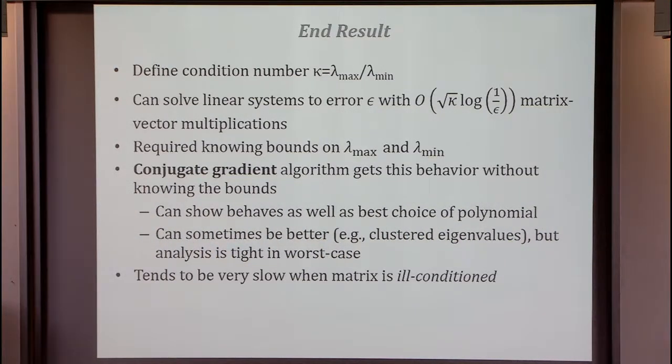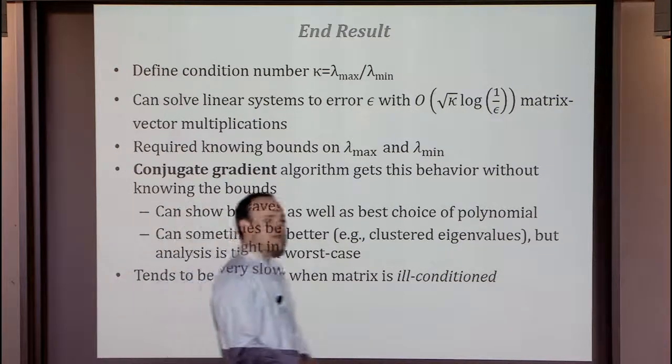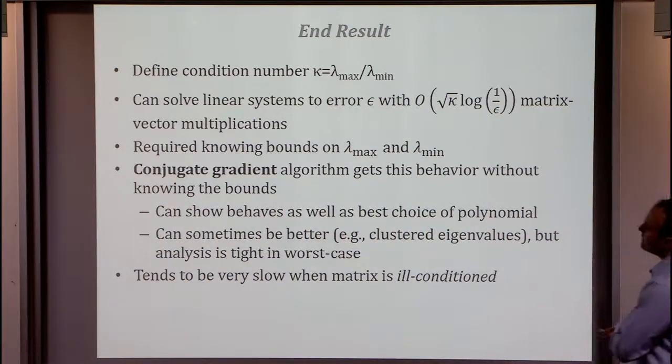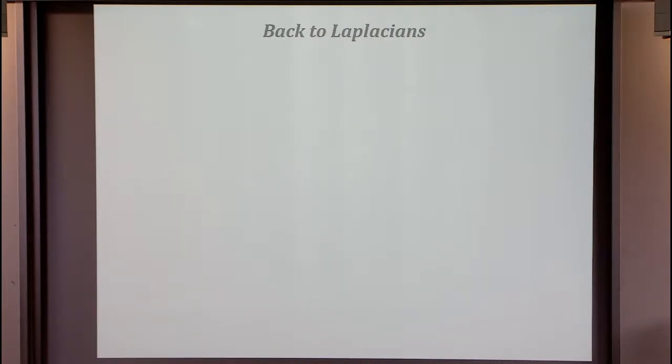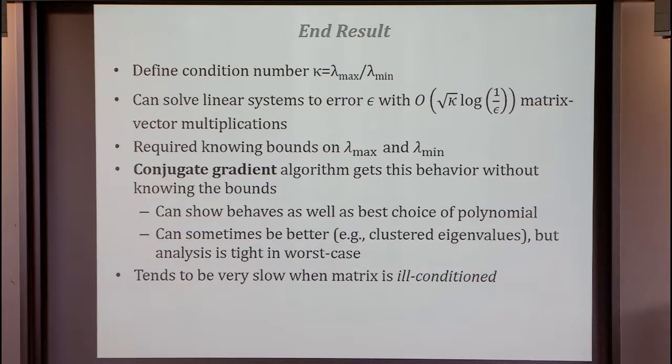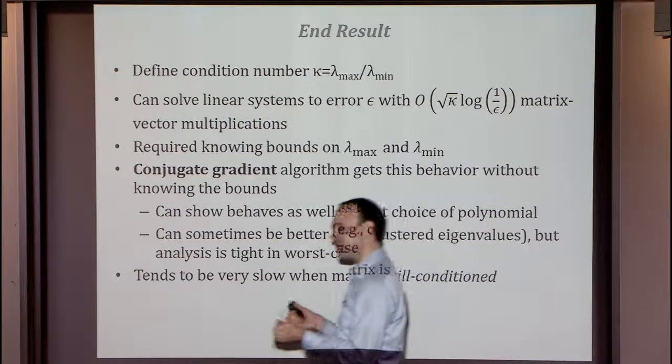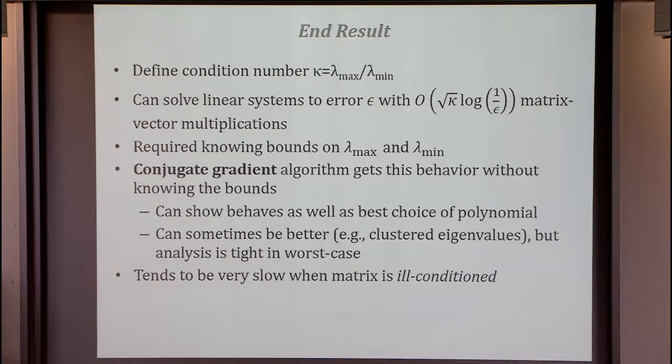Then the last thing I'm going to say, and we'll talk about it in depth next lecture, is that this is not always fast. It's a function of kappa. And when kappa is bad, this is terrible. It's very slow when things are ill-conditioned. And unfortunately, Laplacians are ill-conditioned. So my final assertion of the day is that Laplacians are often ill-conditioned. And the easiest way to see that is the path graph.